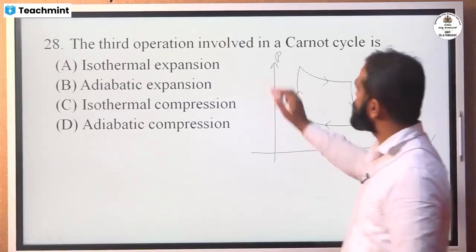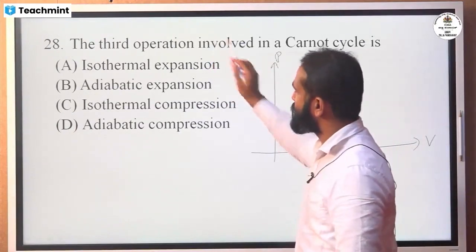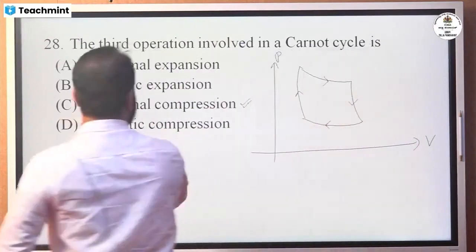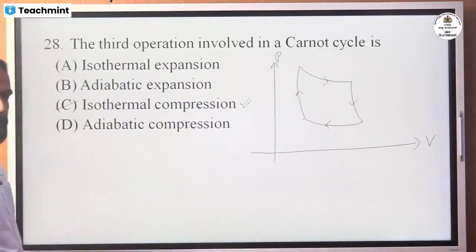So in the question, what is asked is the third step. So the third step must be isothermal compression. That is option C.